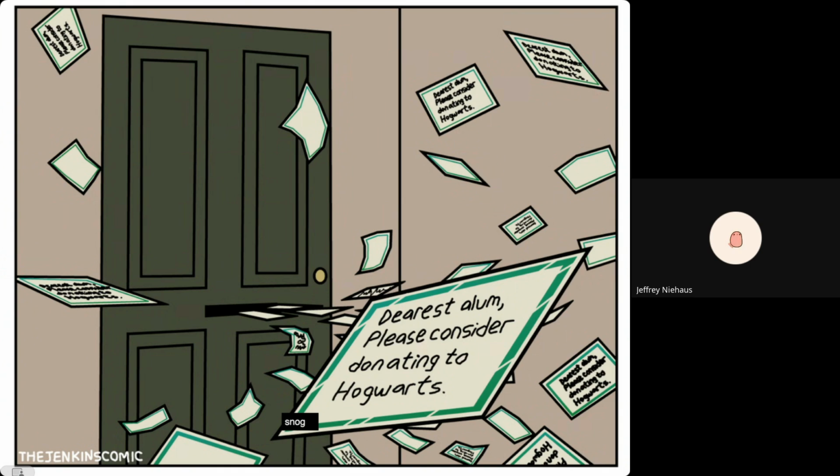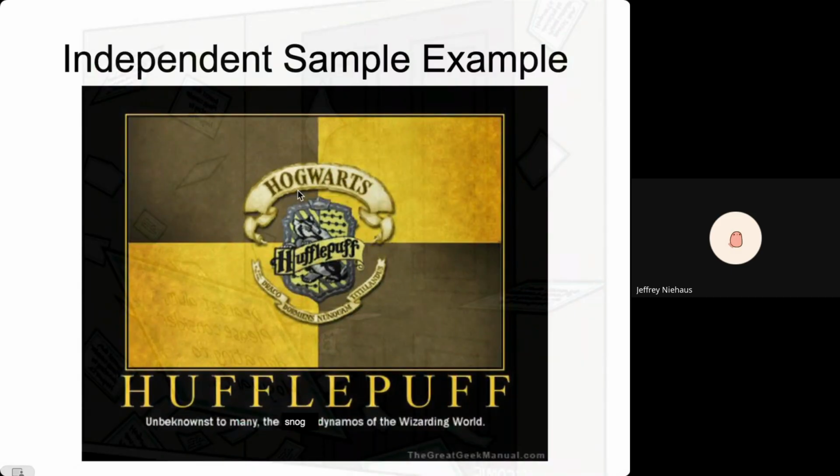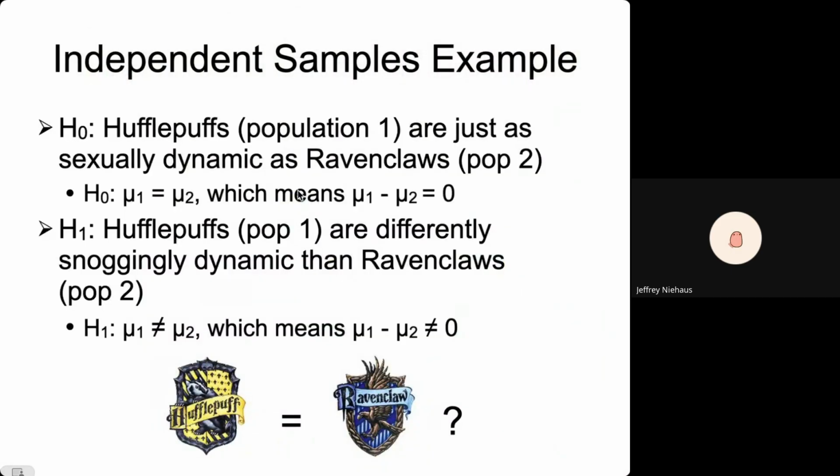I'm going to start at the beginning of the example that I was running through on Friday. If you all remember, it was about Hogwarts, and we had the comparison between Hufflepuff and Ravenclaw in terms of how many people each of these populations snog over the course of an academic year. This is necessarily an independent samples t-test because different people are in different groups. Ravenclaws are different people than Hufflepuffs.